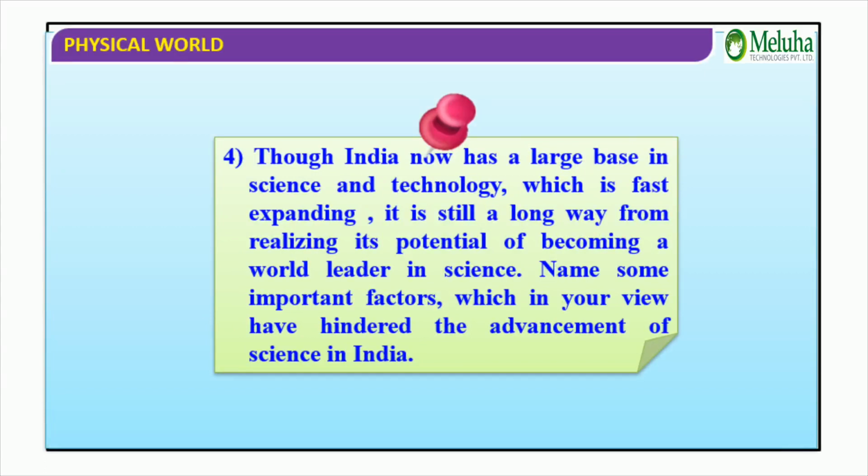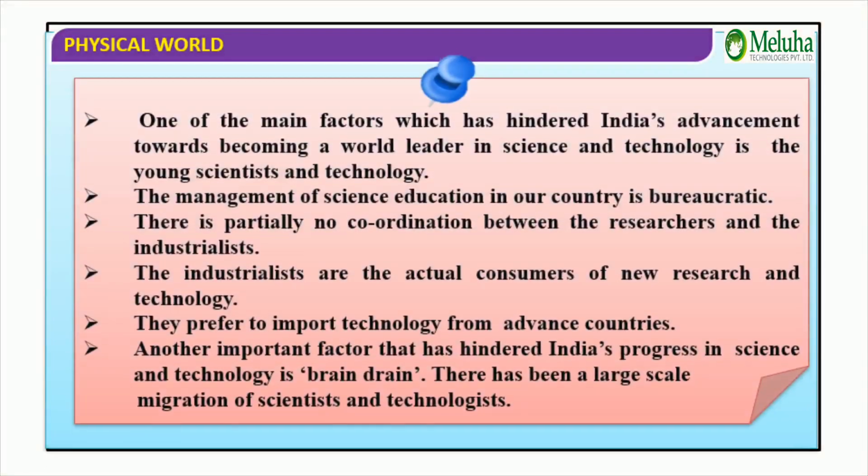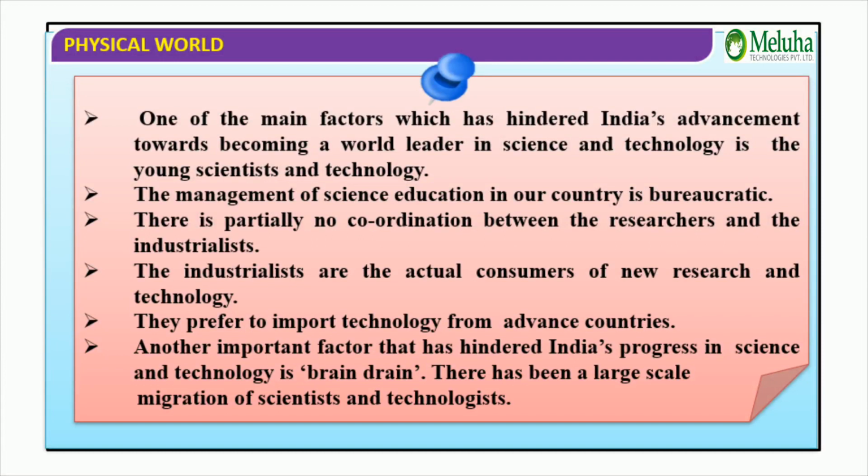Science and technology advancement in India has been hindered by many factors. Among them, the bureaucratic management of science education in India makes it hard for collaboration between researchers and industry. This means India needs to look to foreign imports for the latest technologies since industry is seen as the actual consumer of new research and technology. Additionally, the brain drain of highly skilled scientists and technologists has worsened the situation, significantly reducing India's potential for growth in science and technology.